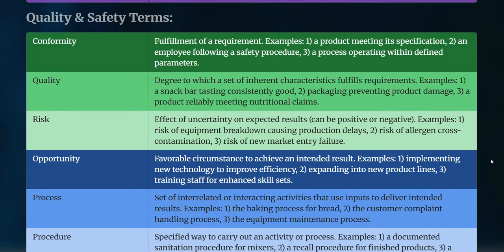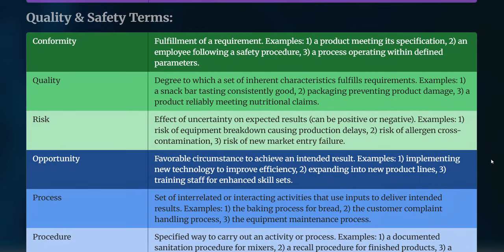Quality, in the context of quality and food safety, means a degree to which a set of inherent characteristics fulfills requirements. Example, you have a snack bar tasting consistently good, or packaging preventing product damage, or a product reliably meeting nutritional claims. Those are all examples of quality.